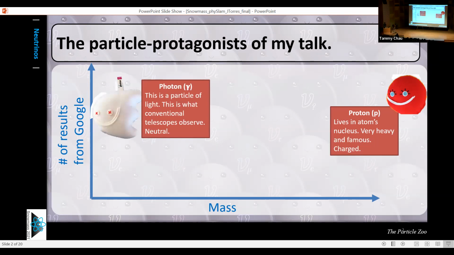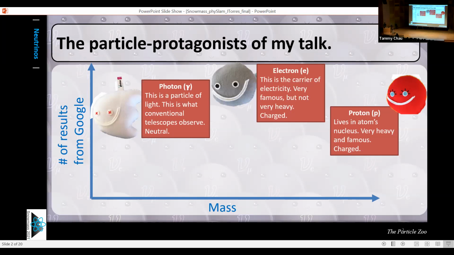That's why they're at the beginning of the horizontal axis. And these particles are neutral, meaning that they have no charge. And then we have the electrons, represented by the letter E. These are super famous because these are the carrier of electricity. And they're not very heavy. They're about 100 times lighter than a proton. And they are charged. They have a negative charge.